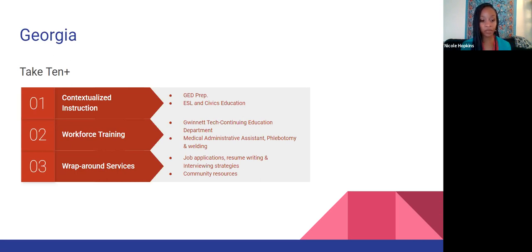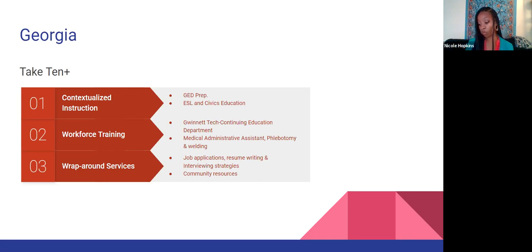So a couple of key pieces that I thought were important to say about their Take 10 program is that it's 10 to 16 weeks. One of the things that I thought was really cool and unique about Georgia is that they also include 40 hours of externships for their students as another part of enrichment and connection to their industries. So I thought that was something that was different and something that might not necessarily occur within an IBEST model here in Washington.